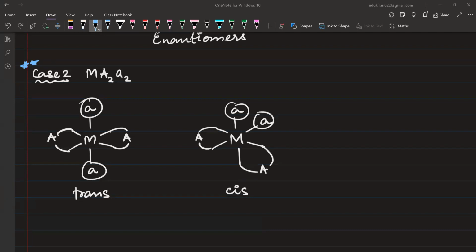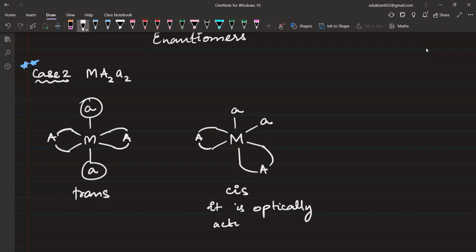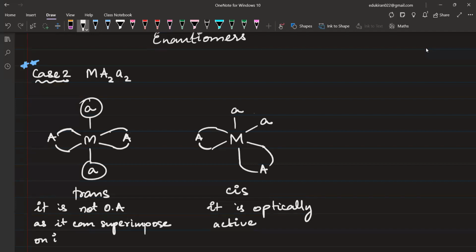अच्छा हाँ, इसमें एक और चीज आप लोग ये देख लीजिए, ये जो trans form है, तो trans form में obviously you can see that there is a plane of symmetry. इसको ऐसे अगर काट दें, two same but at 180 degrees, so obviously there will be a plane of symmetry. This cis form is not having any plane of symmetry, so this cis form is optically active. Trans form is not optically active as it can superimpose on its mirror image.